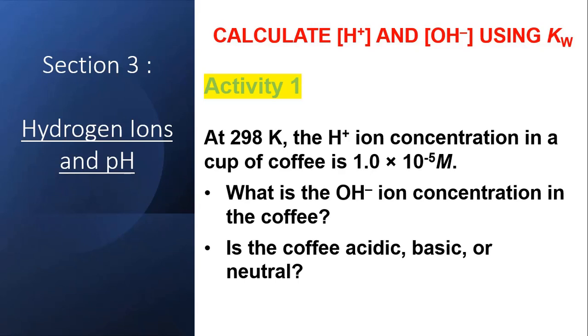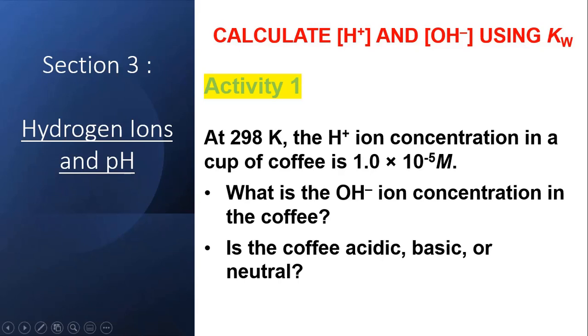We will have 5 questions in this section. So the first question: how to calculate the concentration of H positive and the concentration of OH negative using Kw. We said before Kw equals the concentration of H positive times the concentration of OH negative, or Kw is 10 to the power negative 14 for water.